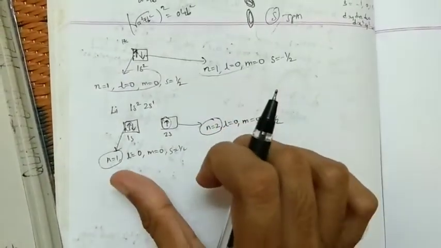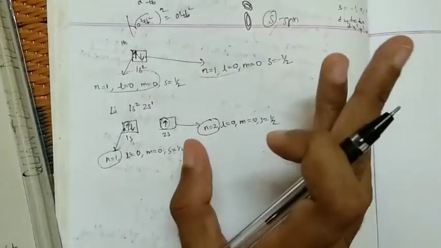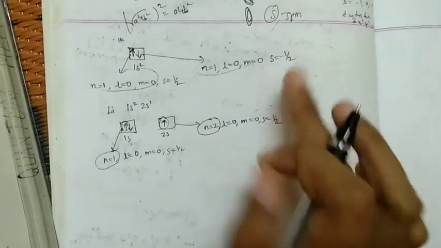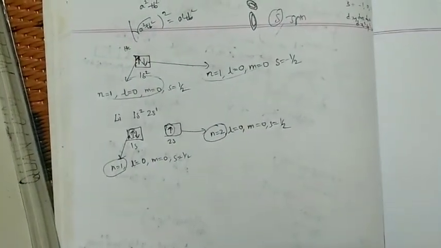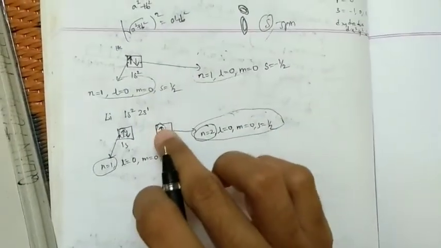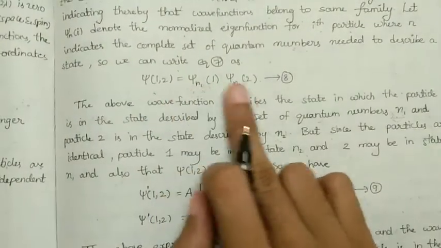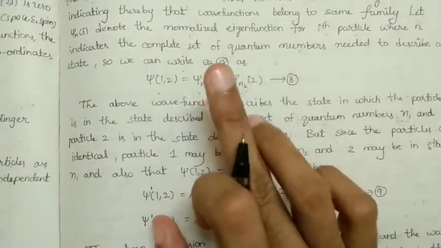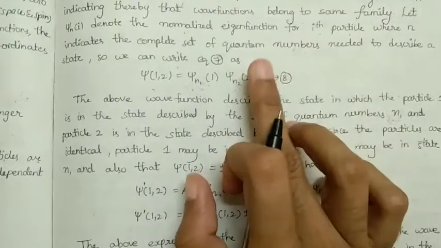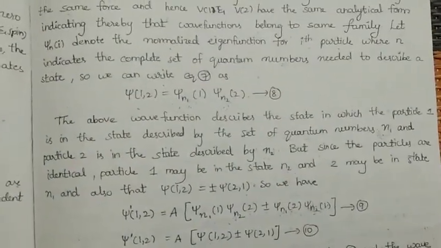So thus, no two electrons can have all four quantum numbers the same. That is impossible. That is Pauli's exclusion principle, and this is nothing but the set of quantum numbers required to define the state of the electron. Here n1 is the set of all those quantum numbers which define the state of that particular electron, and n2 is the set of all those quantum numbers of the second electron which defines its position in the atom.